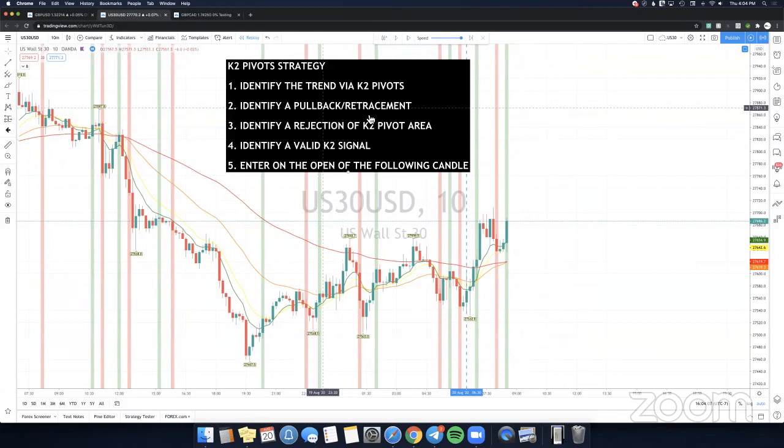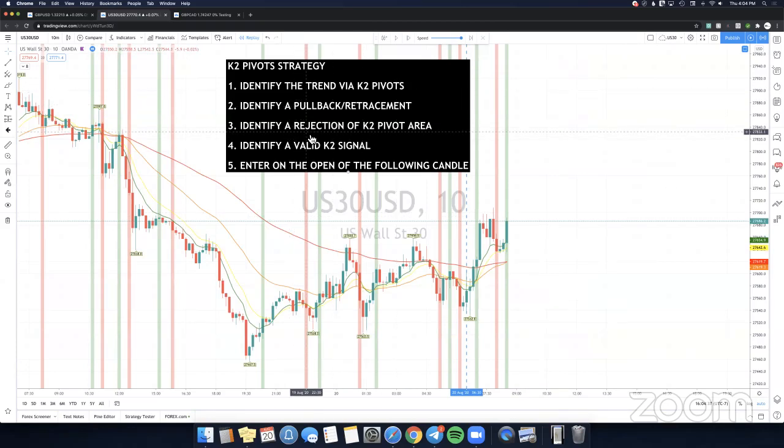Next, you want to identify a pullback retracement. As you can see right here, price came up, it stopped up here, and then it came down. This drop right here would be considered a pullback or retracement because price is shooting up and then it traces down temporarily. Requirement number 2 met. Requirement number 3, identify a rejection of the K2 pivot area. Price came up, retraced and pulled back, and then right here there was a rejection because price rejected off the pivots and then it shot back up. So requirements 1, 2, and 3 have been met.